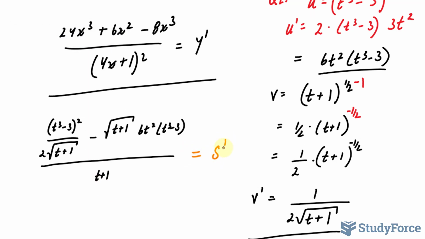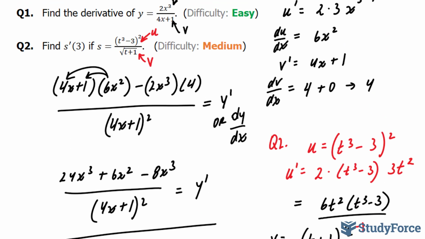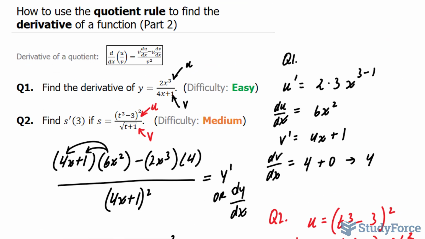Now we need to find out what s prime at 3 is. So we will substitute 3 wherever you see a t. If you do that part correctly, you should end up with 612. And there you have it. That is how to use the quotient rule to find the derivative.